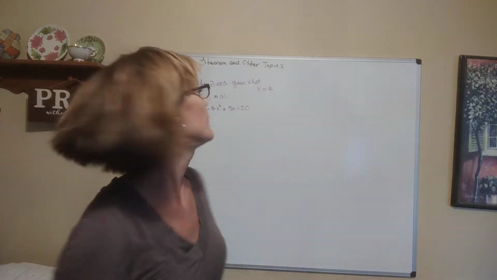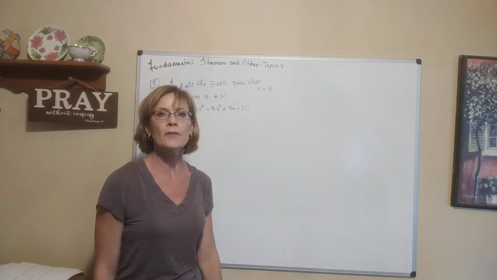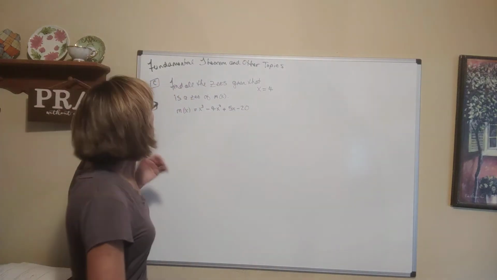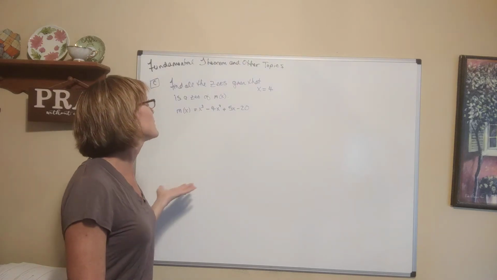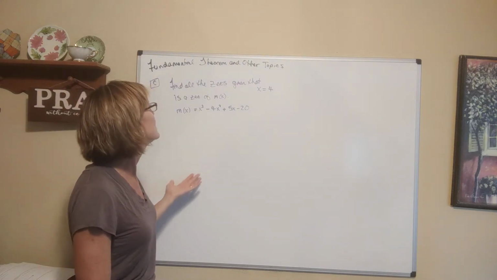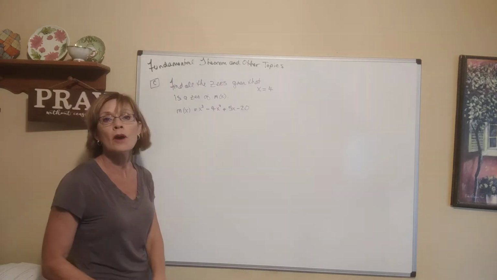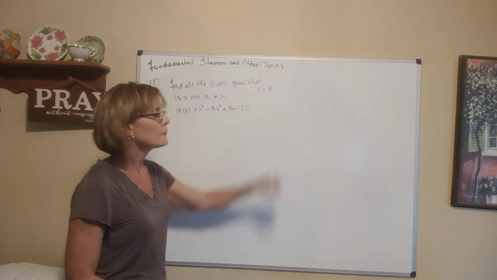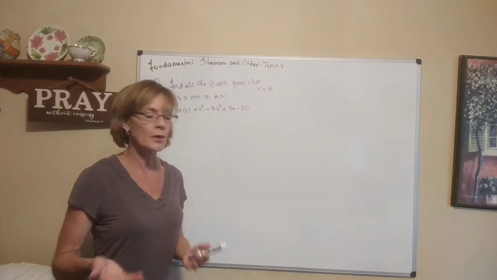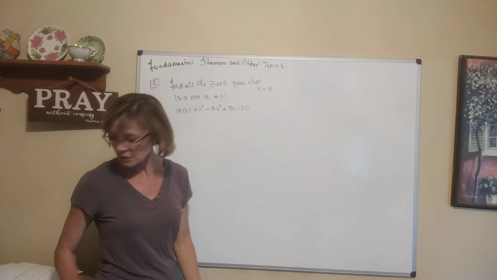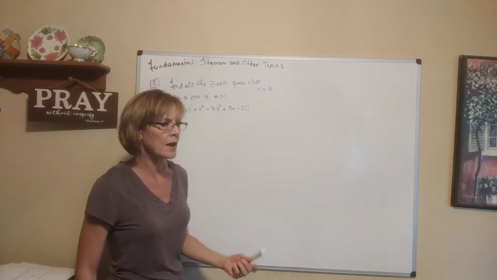Okay, here is the last part of the worksheet for the fundamental theorem of algebra and other polynomial topics, parts C and D. C says find all the zeros of this polynomial given that x equals 4 is a zero of m of x. So we know that 4 is a zero. We've already practiced in parts A and B how we can begin to factor this. So let's run this through an iteration of synthetic division and see what happens.